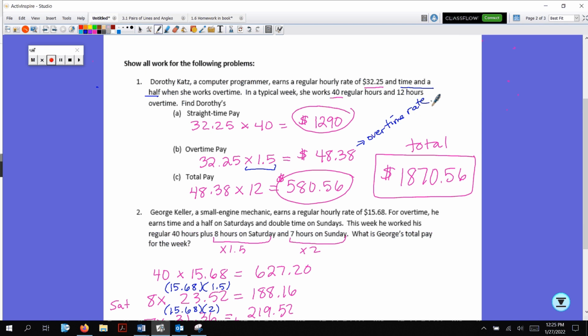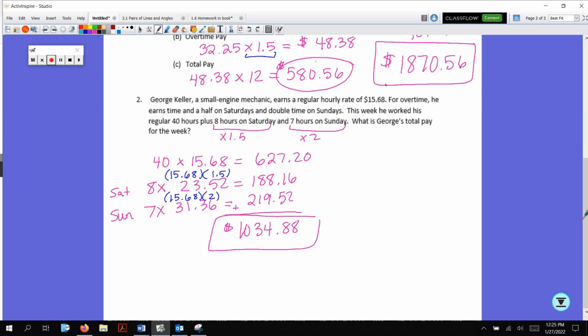So then we take that number times the number of hours he worked overtime. It tells us right here he worked 12 hours of overtime. 48.38 times 12 is this. This is his overtime pay. Add these two together, these two circles, and we get a total pay of $1,870.56.